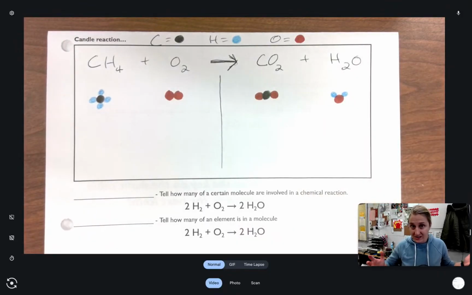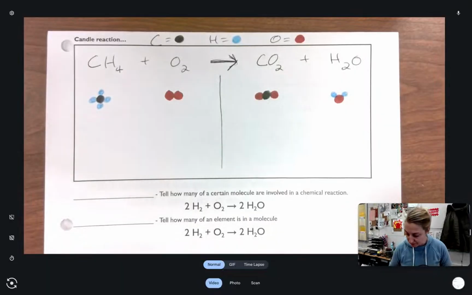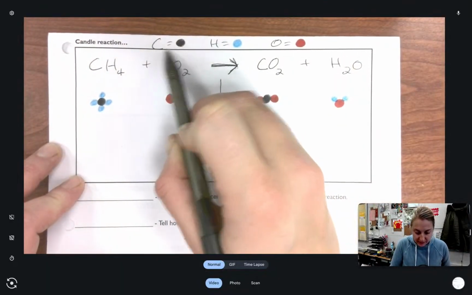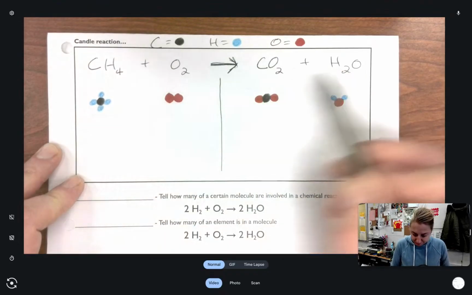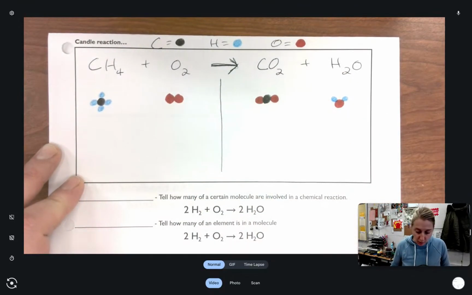Now, we need to determine, like I said, whether this is balanced. So we need to count up our different atoms before and after the reaction. If we look, for instance, at our carbons, you can see since I'm using black to represent carbon, I have 1 carbon over here in the reactants, and I have 1 carbon in the products. That's good, that's balanced, that's what we want.